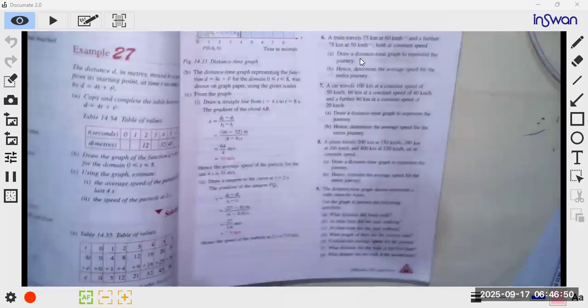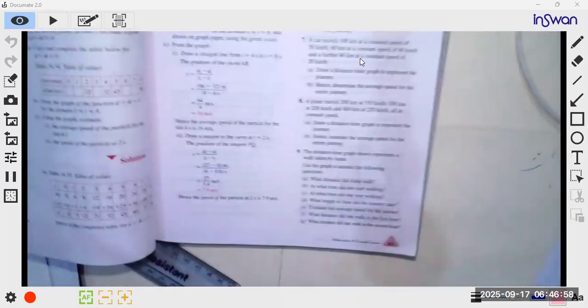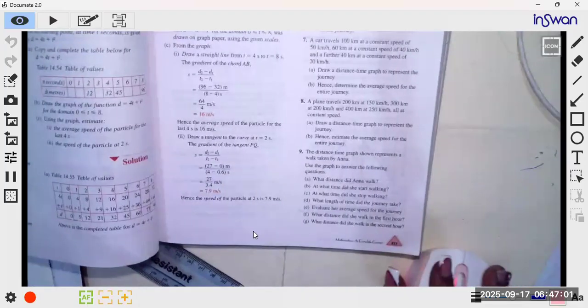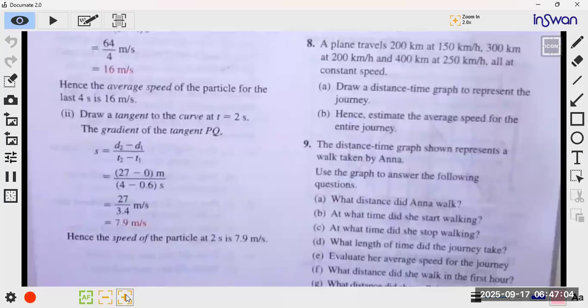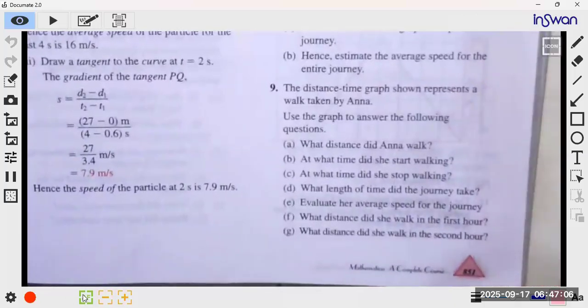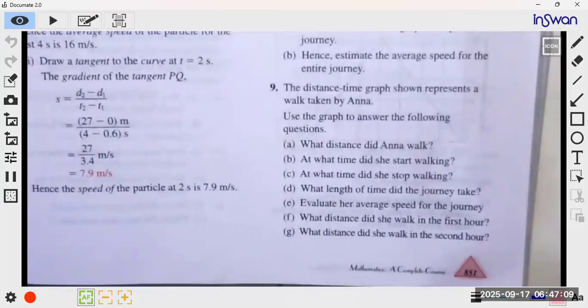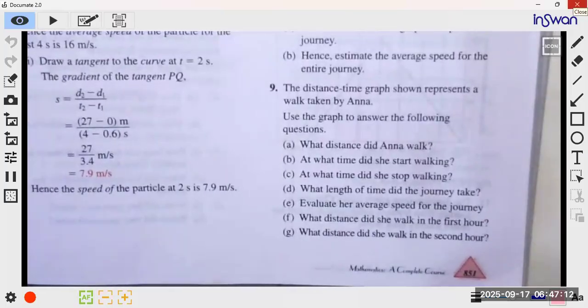So let's learn to interpret. All right, I'll have to zoom in. Okay, let me see if I can zoom in. Yes, I think I can. Zoom in. All right. So, could somebody read? Anybody? All right, you all want me to read? All right, I'll read.